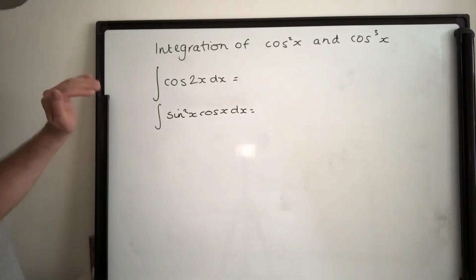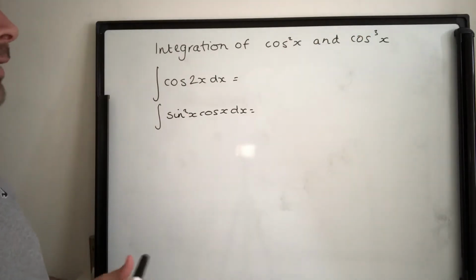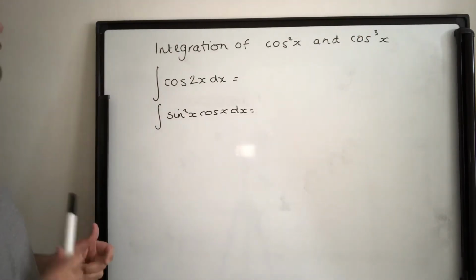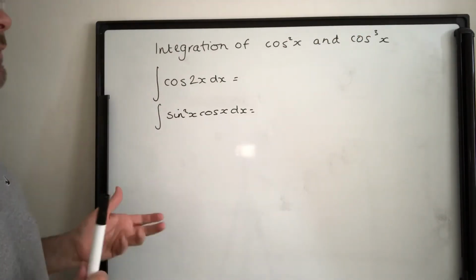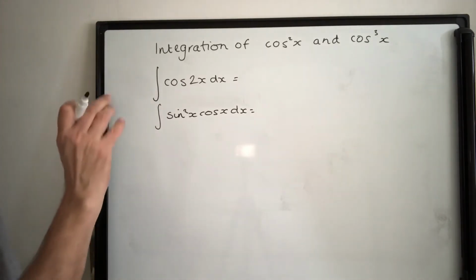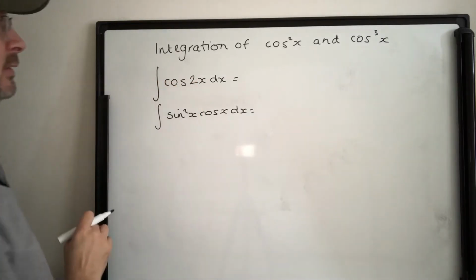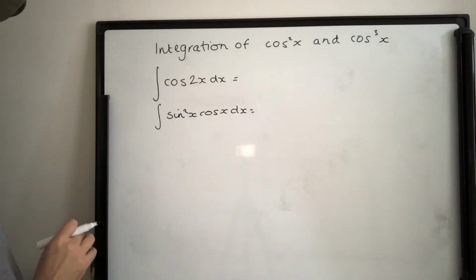In this tutorial, I'm going to go through the integration of cos squared x and cos cubed x. Both require a formula, but they each require a very different formula, and if you use the wrong one, you won't get anywhere with it. So you've got to remember, when doing this, these two integrations by inspection that we've done previously.